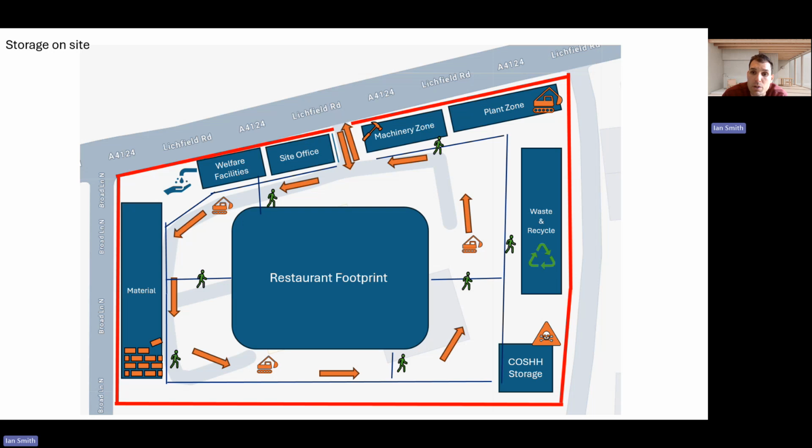Items that are frequently used will be organised and stored neatly to prevent clutter in work areas, reducing trip hazards and improving productivity. Flammable consumables such as fuels or solvents will be stored in approved fire-resistant containers in our COSHH storage area and kept away from ignition sources such as the plant zone or material zone. These storage measures are justified because they protect valuable equipment, prevent fire hazards and maintain an organised working environment.